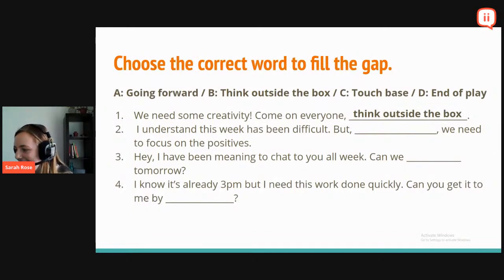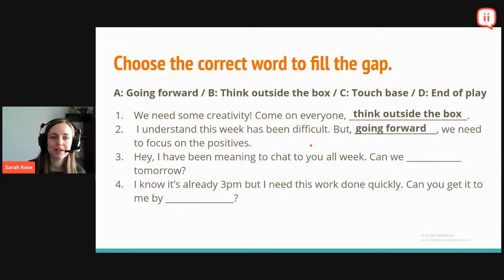Okay, we've got 2C as a guess. We've got 2A from Erica. Thank you, Nasser. 2B. 2A. Okay, what's the context here? This week has been difficult. So we're saying has been, we've got the perfect tense, the past. This week has been difficult, but then the phrase, we need to focus on the positives. So this sentence has a contrast between the past and the future. The week has been difficult in the past. We need to focus on the positives, the present or future. So we need a term that's going to contrast the past with the present or future. And so the answer is going forward. Going forward or going forwards, you could also say, just means from now on. Now we need to focus on the positives, or as we carry on, we need to focus on the positives.